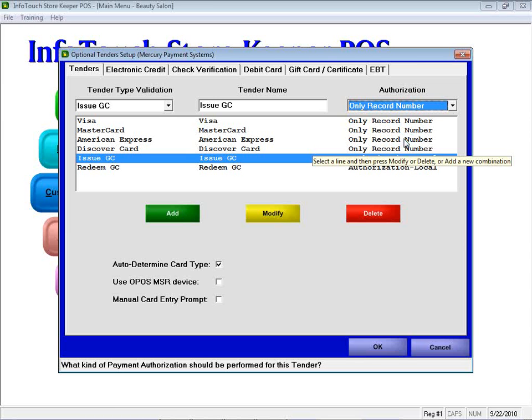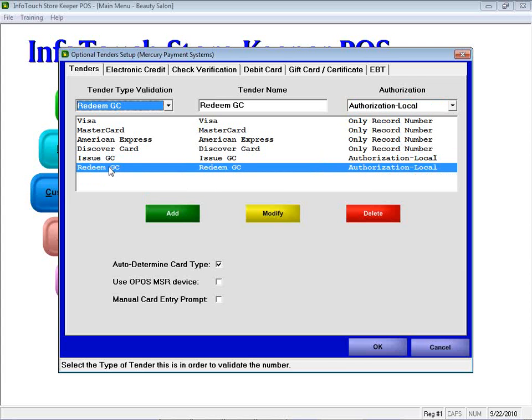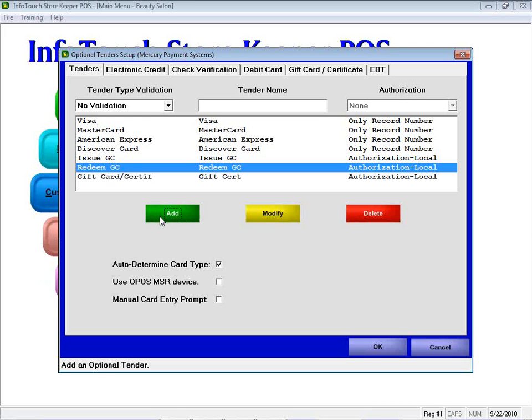But most folks are going to want to track the gift certificate balance. So if I issue a gift certificate for $50, I use $20, I want to know that I've got $30 left. Authorization type should be local. And in this case, we have 2 separate tender types, one for issuing and the other for redeeming. The other option that you could have here is one type that works for both issuing and redeeming. And again, authorization local means we're going to track it in the local database. And in that case, instead of having 2 separate tender types, you only have one.